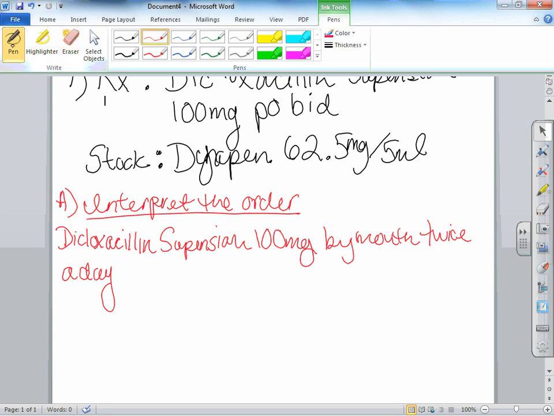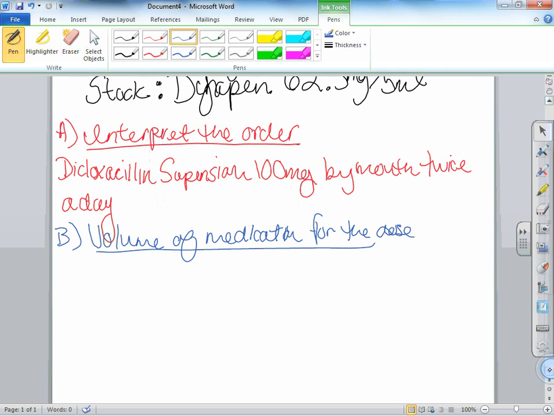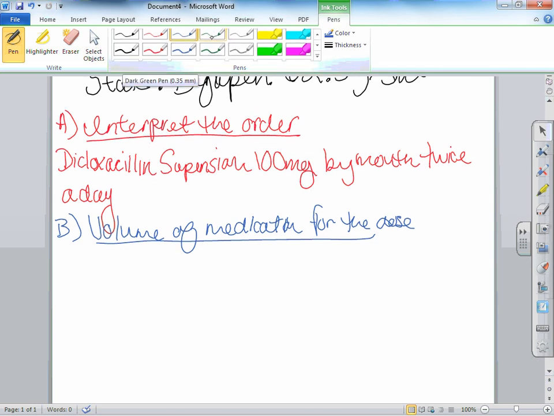The next thing it wants us to do is it wants us to do what? It's asking for the volume of medication for the dose, meaning they want you to just calculate the dose. When calculating the dose, you can use the formula method or the ratio proportion method. It depends on what you want to use. Formula method is comfortable to me, so I'm going to use the formula method where I take dose ordered over dose available and multiply by the quantity.